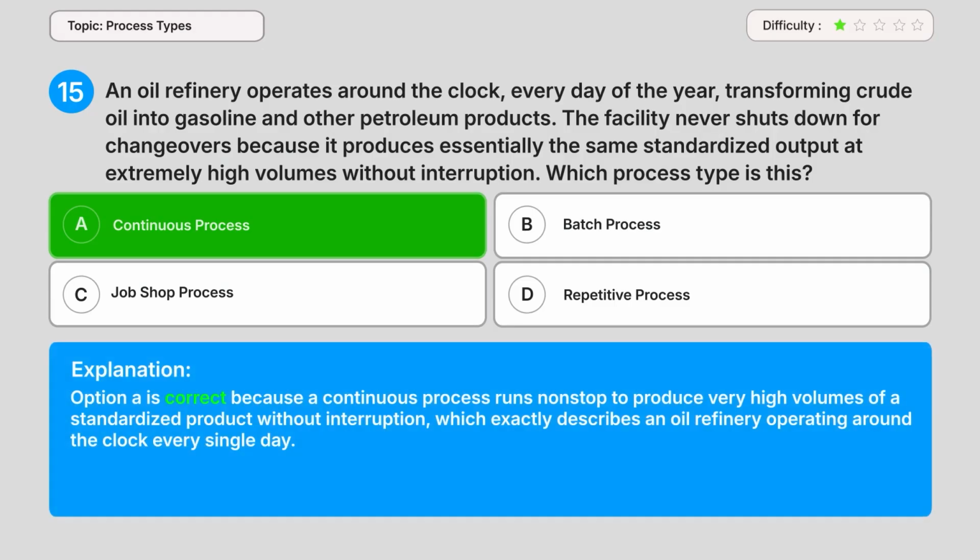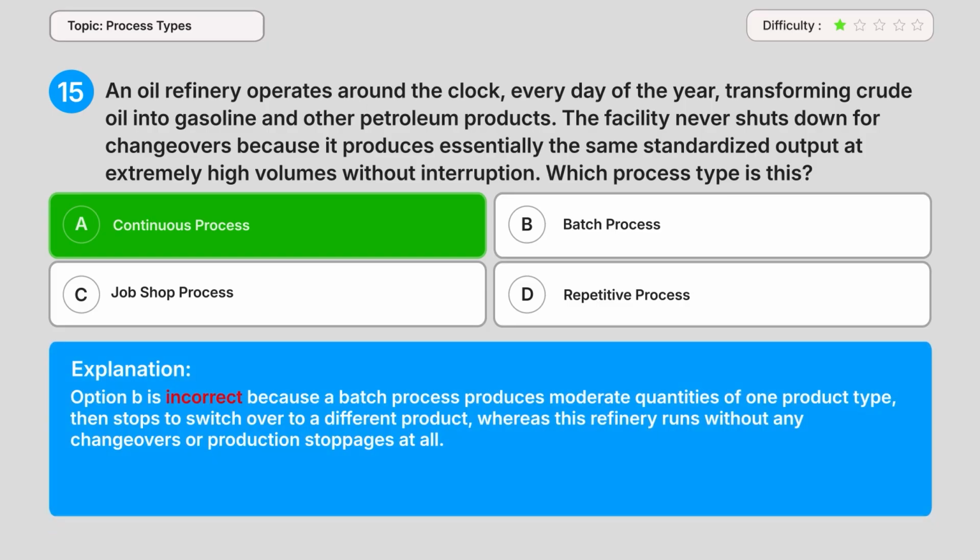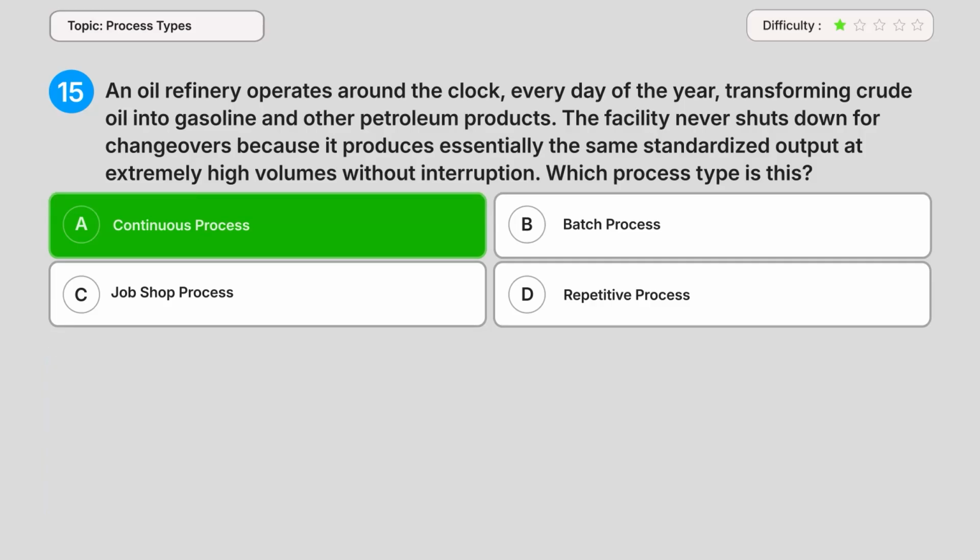Explanation. Option A is correct because a continuous process runs non-stop to produce very high volumes of a standardized product without interruption, which exactly describes an oil refinery operating around the clock every single day. Option B is incorrect because a batch process produces moderate quantities of one product type, then stops to switch over to a different product, whereas this refinery runs without any changeovers or production stoppages at all.